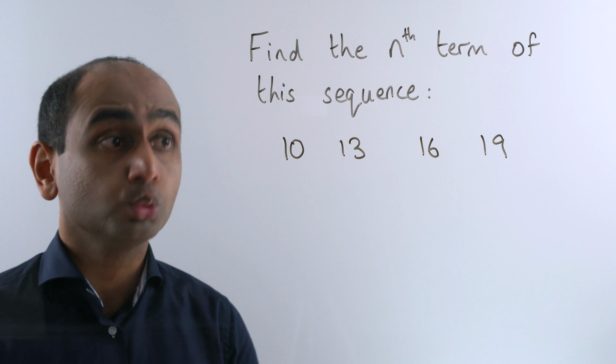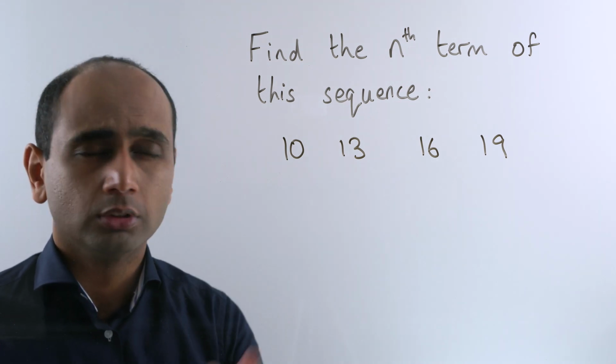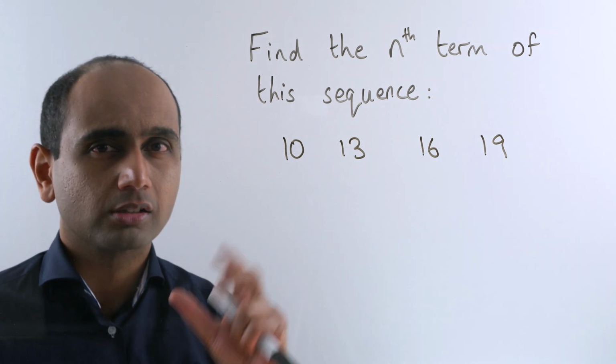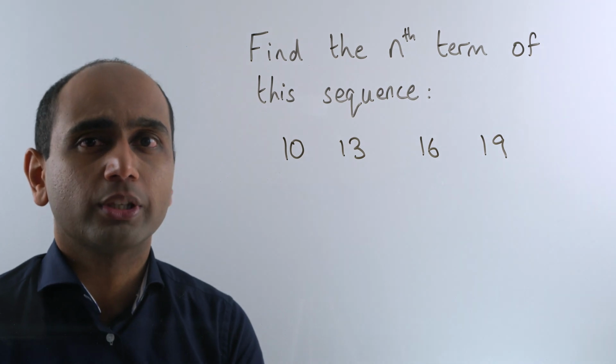Here's the next example. This one is not going up in steps of 4, so it's not like the 4 times table, but it is going up in steps of 3. So it's like the 3 times table. Pause the video and have a go at this one.